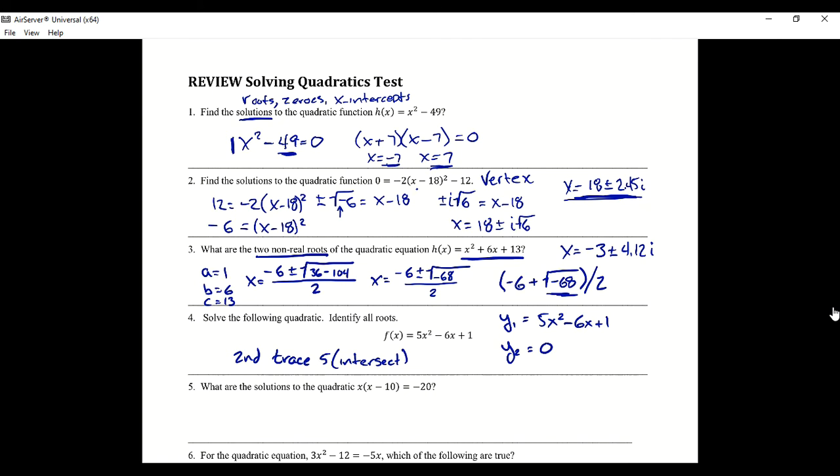Remember, we're going to do this twice. So second trace, intersect. The first time we could just hit enter 3 times. And our first x is x equals 0.2. We do it again, second trace, 5. This second time, we need to move the cursor to the second intersection. And we get x equals 1.